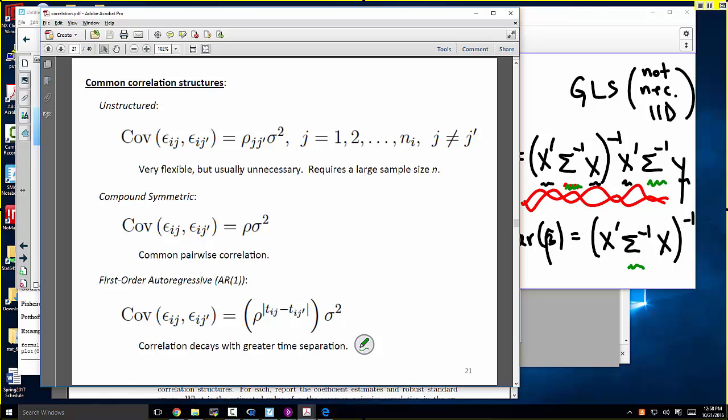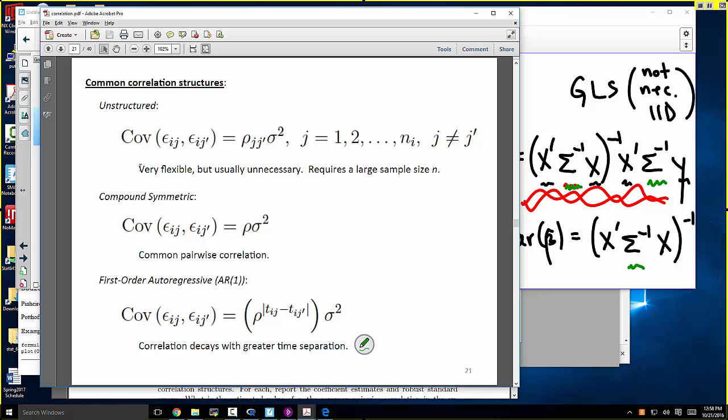The most flexible choice, nearly most flexible choice, is called unstructured, and this is where we allow every single pair of observations on the same individual to have its own correlation. So my correlation between blood pressure now and 10 minutes is rho 1, say, and my correlation between now and blood pressure in an hour is a different rho, totally different, not related by that autoregressive thing, not related in any way. No structure essentially, unstructured.